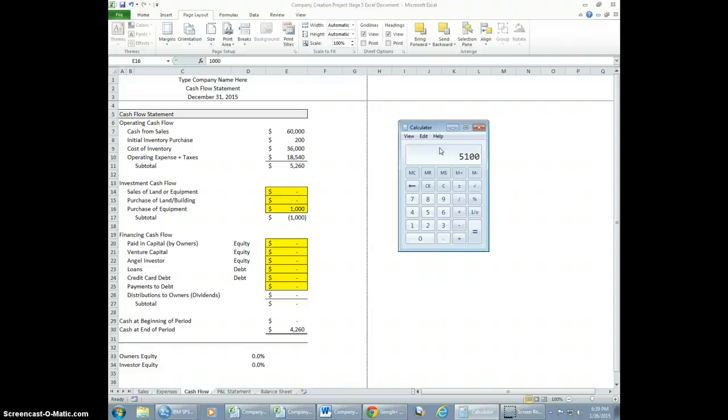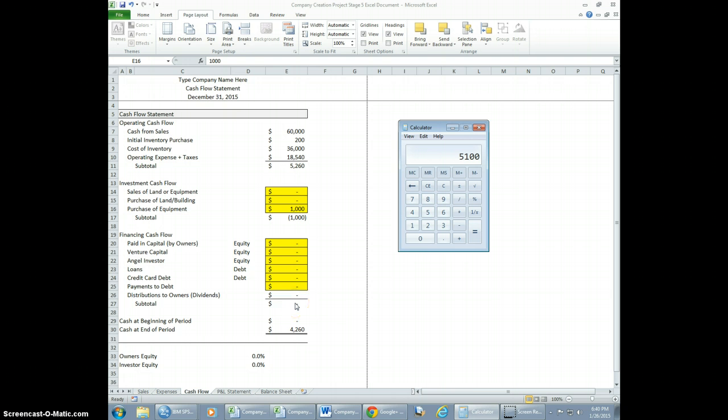Of course, this number will be different for your particular company depending on the decisions that you've made in these prior stages. So this $5,100 right here should appear right here at the bottom of this subtotal. This is showing how much money you have raised.